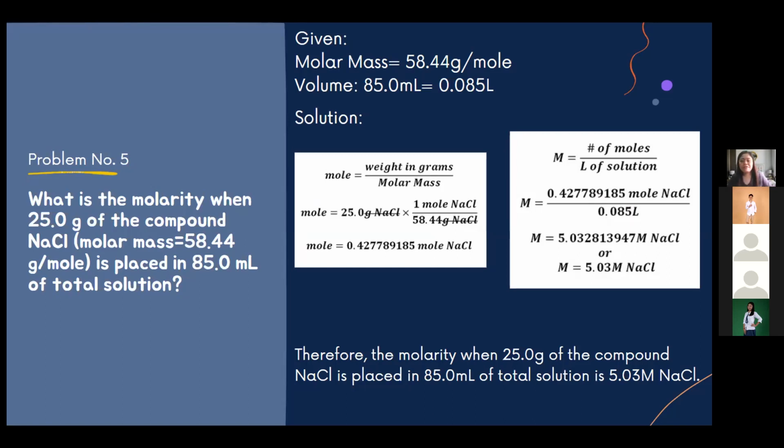Questions for number 5? Anyone with a clarification for number 5? None. Let us proceed to number 6.